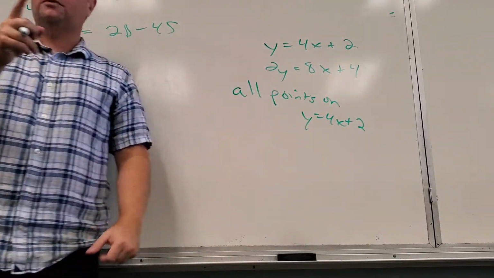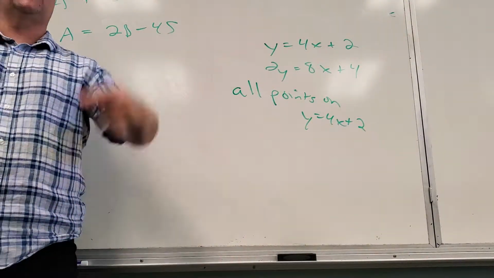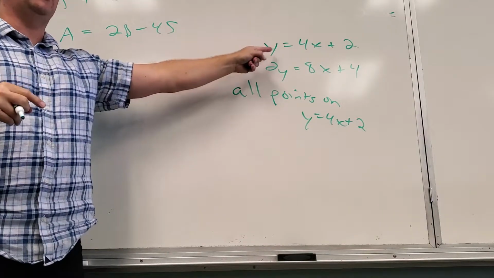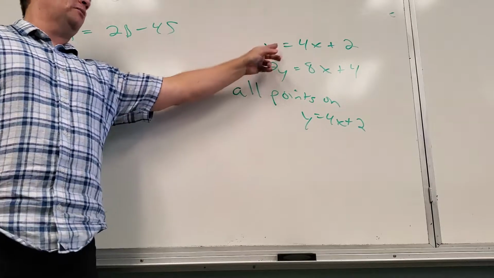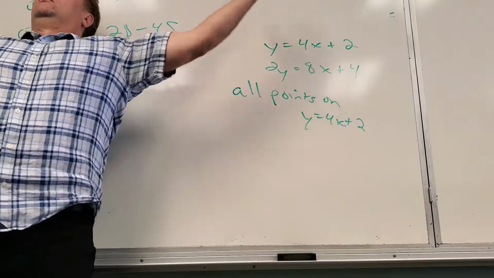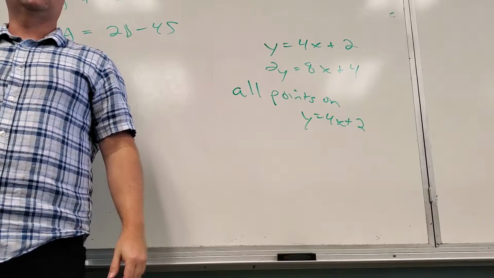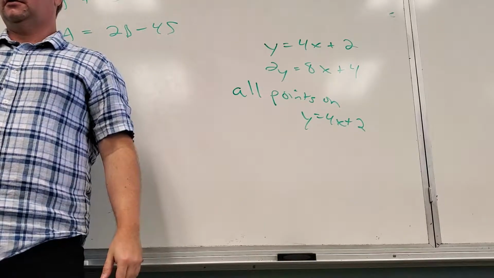I said this before because the answer is always where they meet. And if they are one on top of the other, where do they meet? All the points on that line. And of course, how many points are on the line? Infinitely many, yeah.